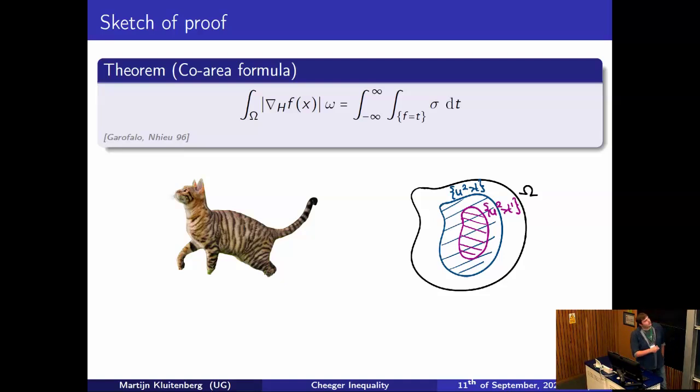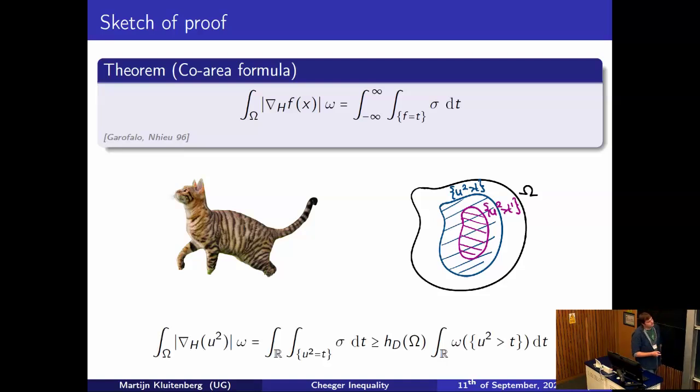By the way, if you look at this paper, it's all geometric measure theory. So it doesn't look anything like this, but it works. Now, this integral that we had on the previous slide, I can rewrite using the co-area formula. And now this integral here is exactly the surface measure of the level set u squared equals t.